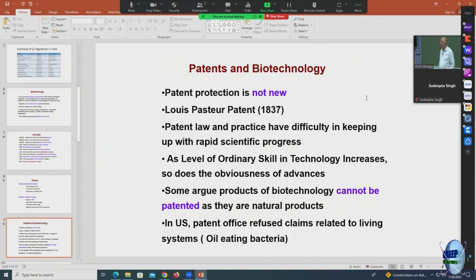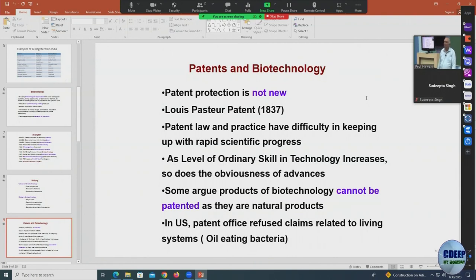Now, what is happening as the technology keeps on moving? The law doesn't move at the same speed. So, law has a difficulty in following technology, and as technology keeps on moving, the general skill in the art keeps on moving. So, when we talk about a person skilled in the art, 50 years back nobody knew how to cut genes and join genes. Today you teach undergraduate students to take a restriction enzyme and cut the genes. So, ordinary skill has gone up.